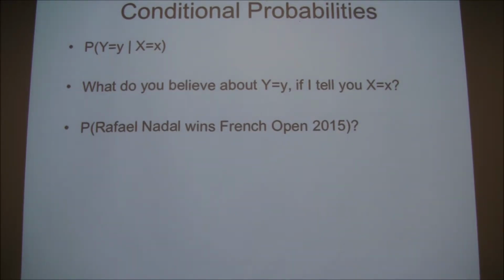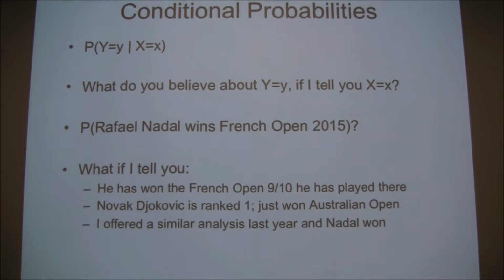So to follow up on the thing that we were talking about, the probability that Rafael Nadal wins the French Open in 2015. So 0.9 was crazy, just a priori. This is extremely difficult for humans to do, because you are already conditioning on a whole bunch of information. For example, what if I were to tell you that Nadal has won the French Open 9 out of the 10 times he has played there? If there was some suggestion, let's look at past data.